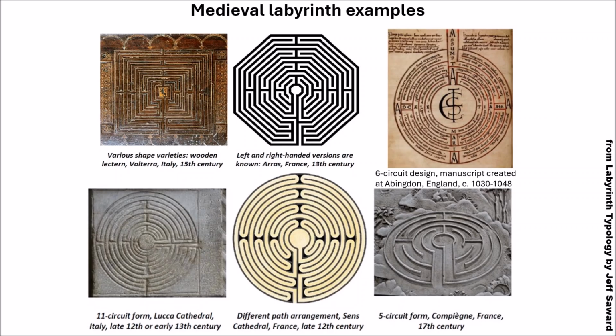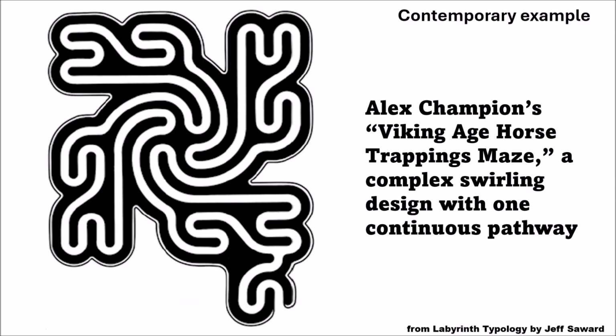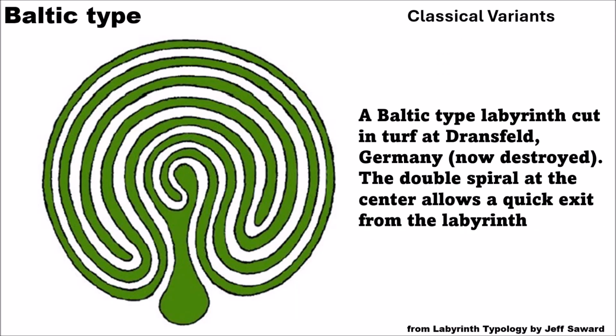There are many variations on the medieval design. Here are just a few. Here's a fascinating example of a contemporary labyrinth. Here's a classical variant called the Baltic type. Notice entering the labyrinth from the left takes you to the center, where a quick whirlabout takes you swiftly out on the right for one continuous path in and out of the labyrinth.